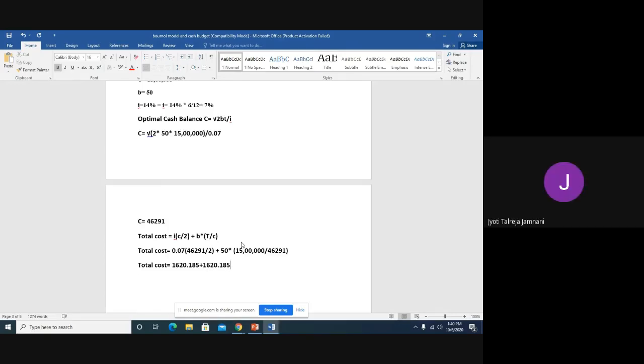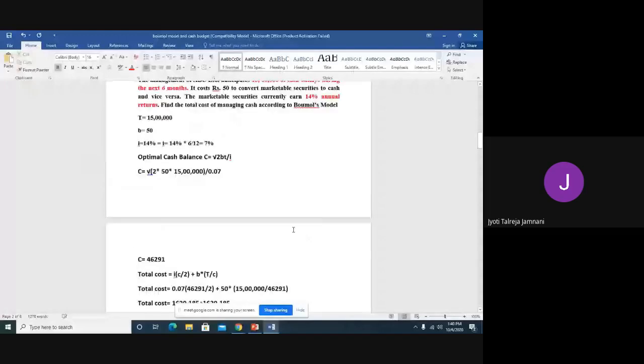So that means the C value you have got is correct. Just add both of them and tell me the total. 3,240.37. So this is how you have to solve the sums on Baumol model using the formula method.